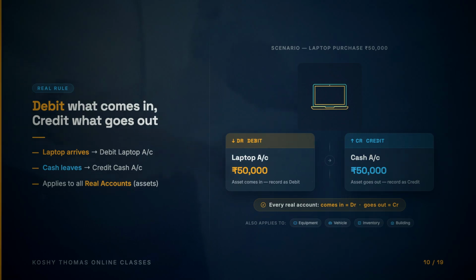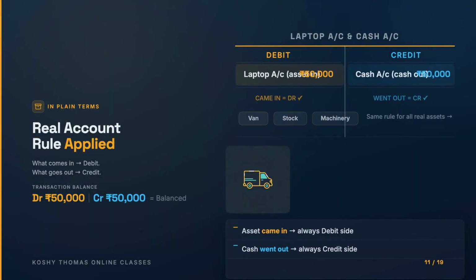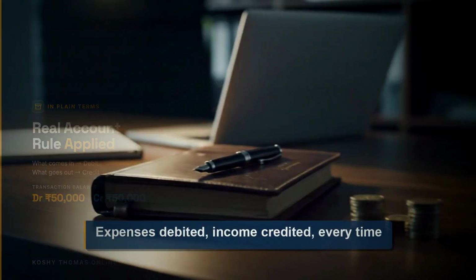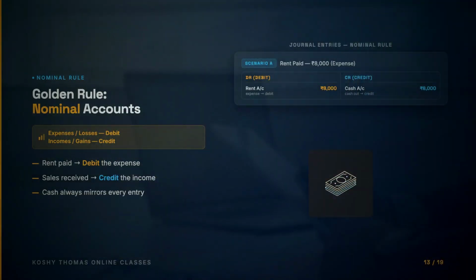Notice this: it doesn't matter if it's a laptop, a delivery van, or stock arriving at a warehouse. What comes in is debited. What leaves is credited. Laptop comes in, laptop account debited. Cash goes out, cash account credited. It's a physical swap, and the rule mirrors that movement. Next time a van arrives at your company, debit the van. Cash leaves? Credit cash. The asset entering always gets the debit.